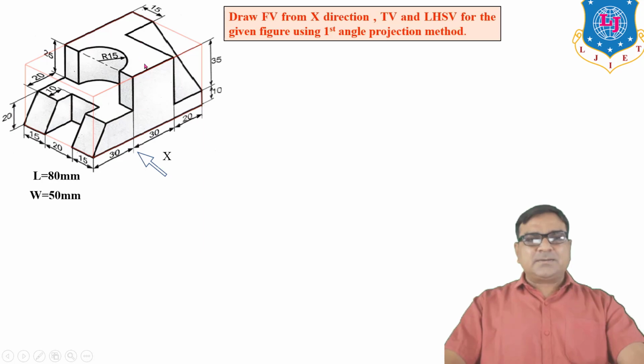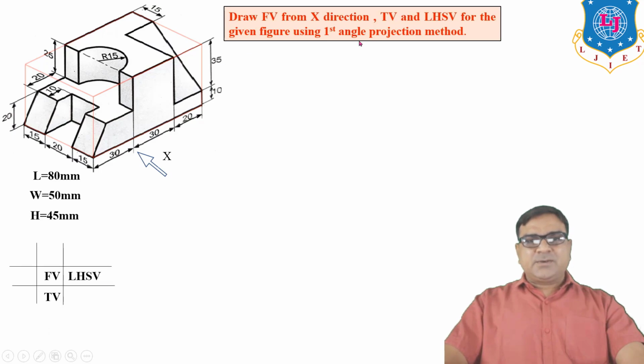And height, so height is the distance between bottom horizontal plane and top horizontal plane. So this distance is obtained from here. 35 plus 10 is 45. So our first task is to find out the overall length, width and height.